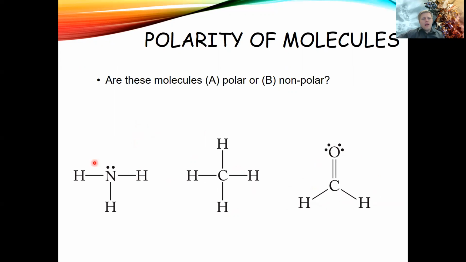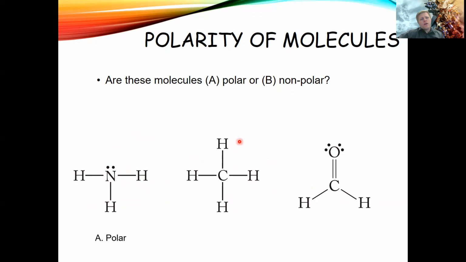All right, for NH3, this has a steric number of 4, so it has an electron geometry of tetrahedral, but it's got a lone pair, so it's going to have a molecular geometry of trigonal pyramidal, and nitrogen is an electronegative atom, so all these NH bonds are going to be polar covalent bonds, and they're going to add up to give us a polar molecule.